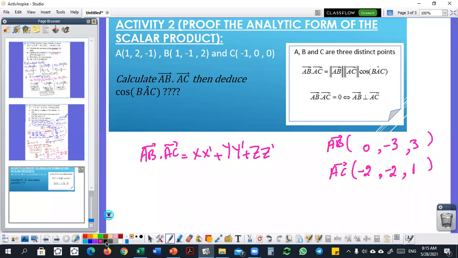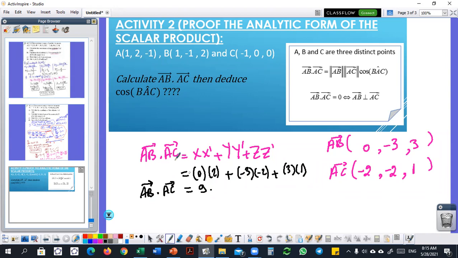So I will replace x x prime. ليش حطيتهم تحت بعض؟ لأضربهم براحة، دغري. 0 times 2 plus minus 3 times what? minus 2, plus 3 times what? Times 1. The answer is what? This is 6 and this is 3. It is 9. AB vector dot AC vector, it gives 9. So it gives a real number.